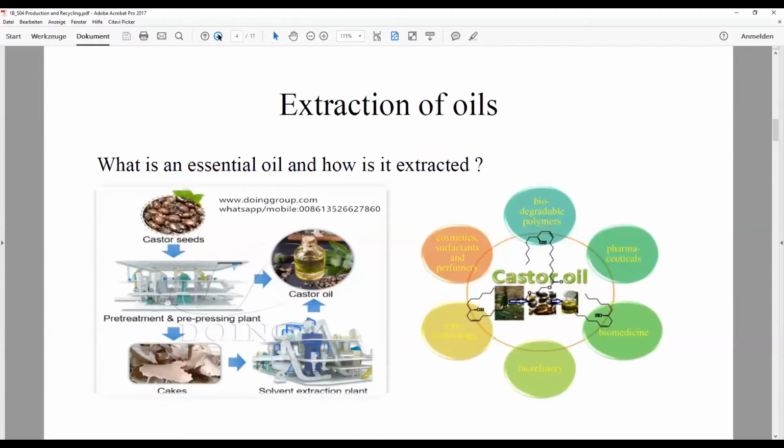What is an essential oil and how is it extracted? Essential oils are aromatic oily liquids extracted from different parts of plants, for example, leaves, peels, barks, flowers, buds, seeds, and so on. They can be extracted from plant materials by several methods, such as steam distillation, pressing, and so on. Next one, please.